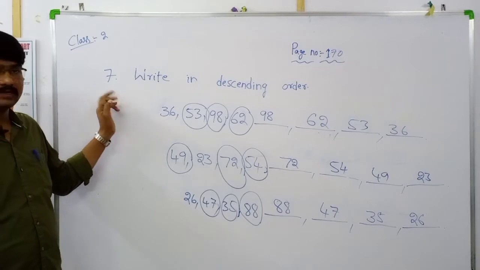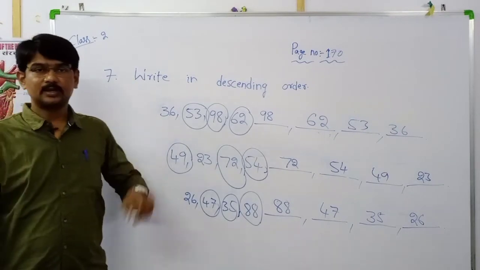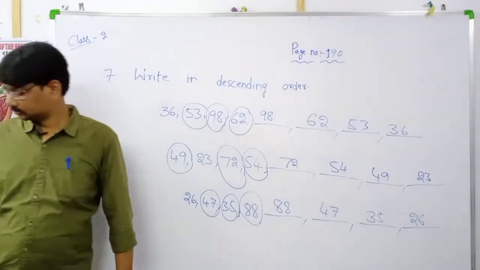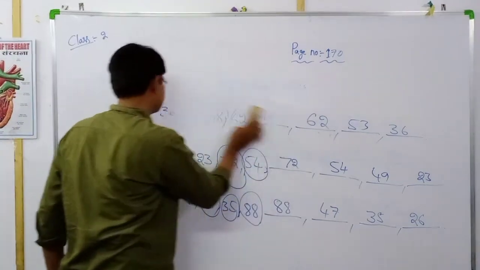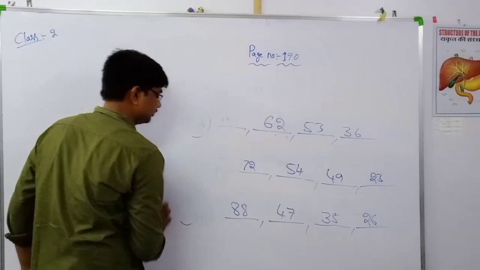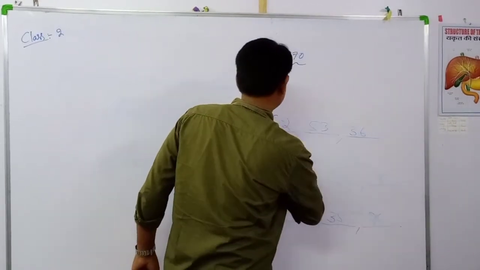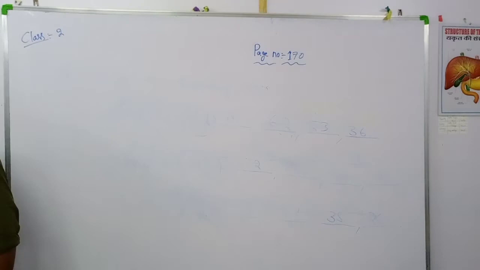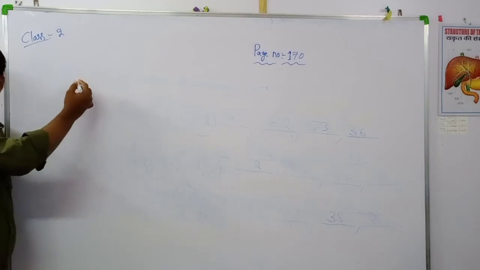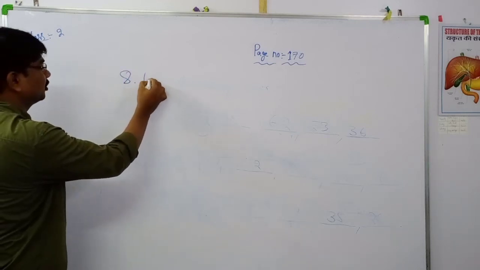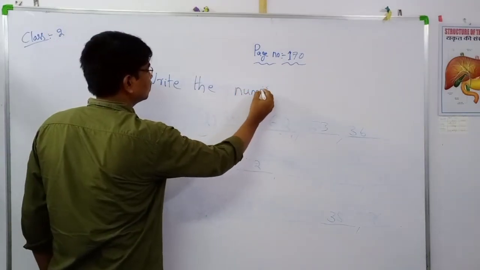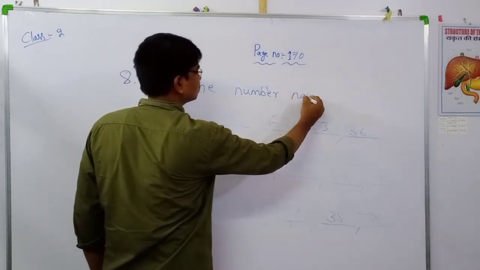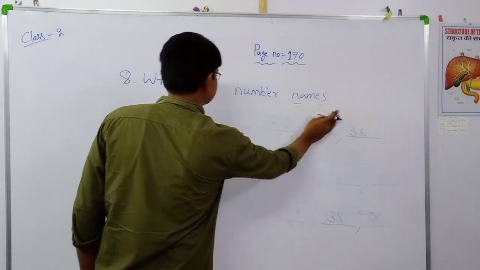Next, 6th question finished, 7th question finished. Let us move to 8th question. What is the 8th question? Just read yourself. Write the number names. Write the number names.